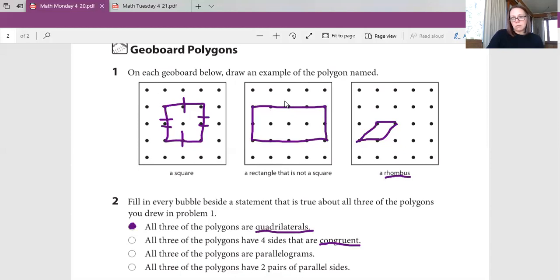Look at the rectangle. Yep, these are parallel, and these are parallel. And if we look at our rhombus, those are parallel, and those are parallel. So that is true. All three of those are parallelograms. So if they are, then they do have two sets of parallel sides. We just figured that out. So that is correct as well.